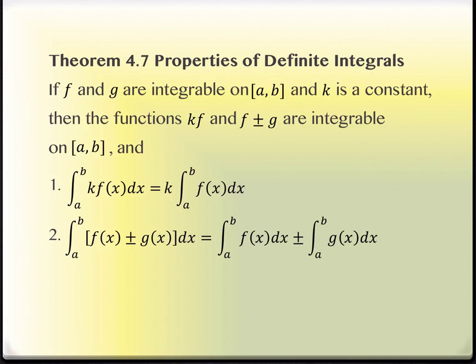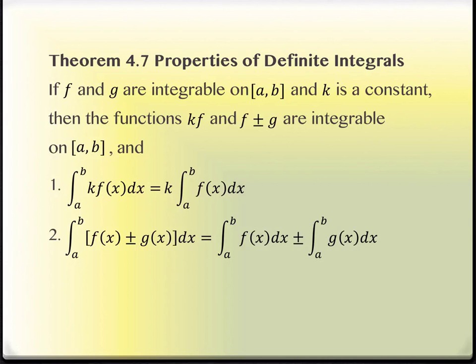All right. Theorem 4.7 is talking about properties for definite integrals. f and g are integrable, k is a constant, kf and f plus and minus g are integrable. So we get the following. If we have a constant times our function f of x, we can pull the k for the constant out in front, and we can just find the integral.